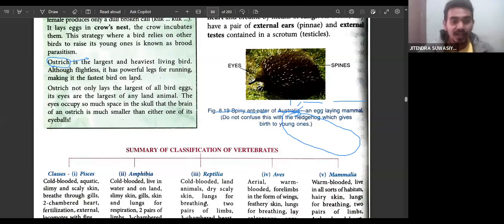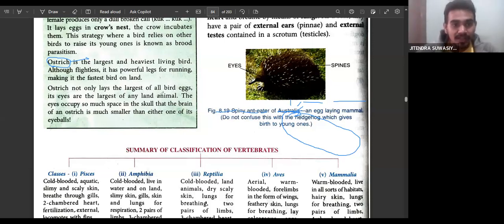The ostrich is very large, and its powerful legs are used for running. If a predator comes to catch them, they can run like a deer. They can't fly because they are very heavy. For that reason, they have powerful legs, and they can run from one location to another very fast.